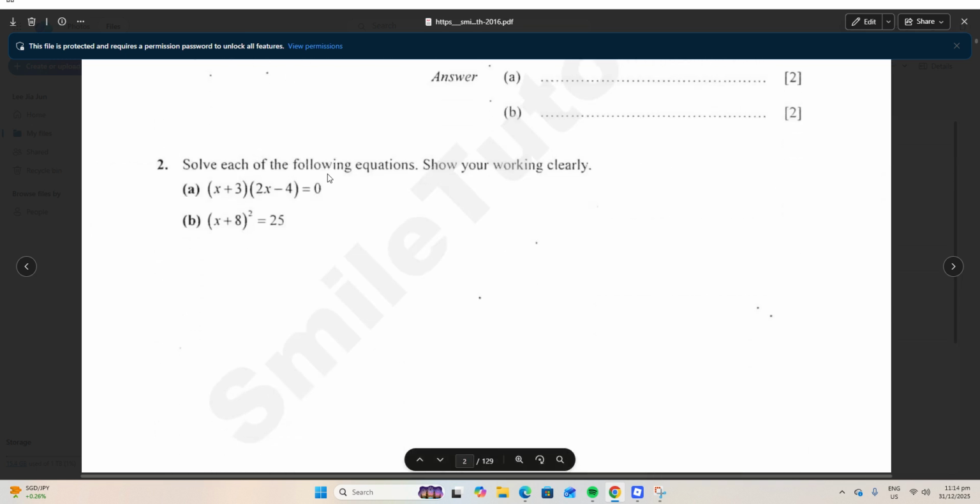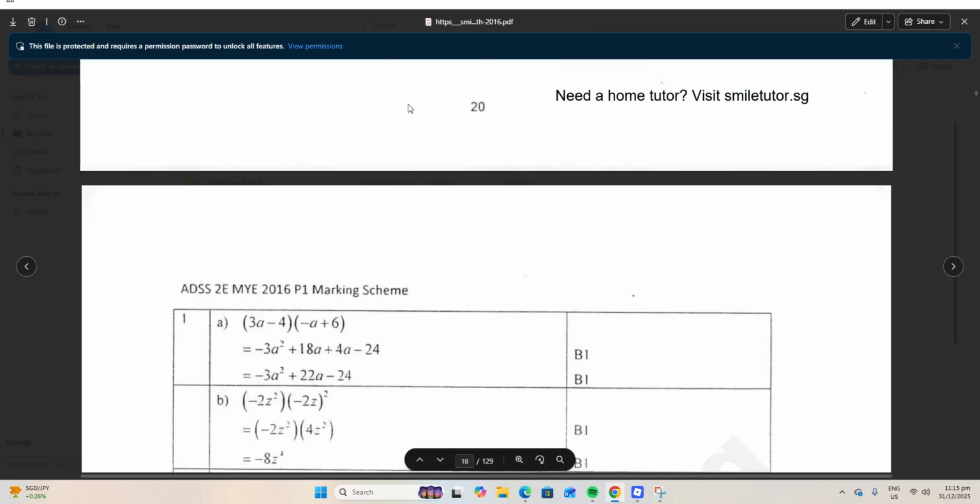Solve each of the following equations, show your working clearly. So to solve this, okay, this is our zero product rule. Make everything on the left hand side, the right hand side keep it at 0. That's the first rule that you must understand. Over here we keep everything on the left hand side, so x plus 3 can be 0, or, okay, keyword is or, you cannot put and. Keyword is or 2x minus 4 equals to 0. So when x plus 3 is equal to 0, x will be equal to negative 3, and when 2x minus 4 is equal to 0, x will be equal to 2. Okay, so that will be the answer for part A.